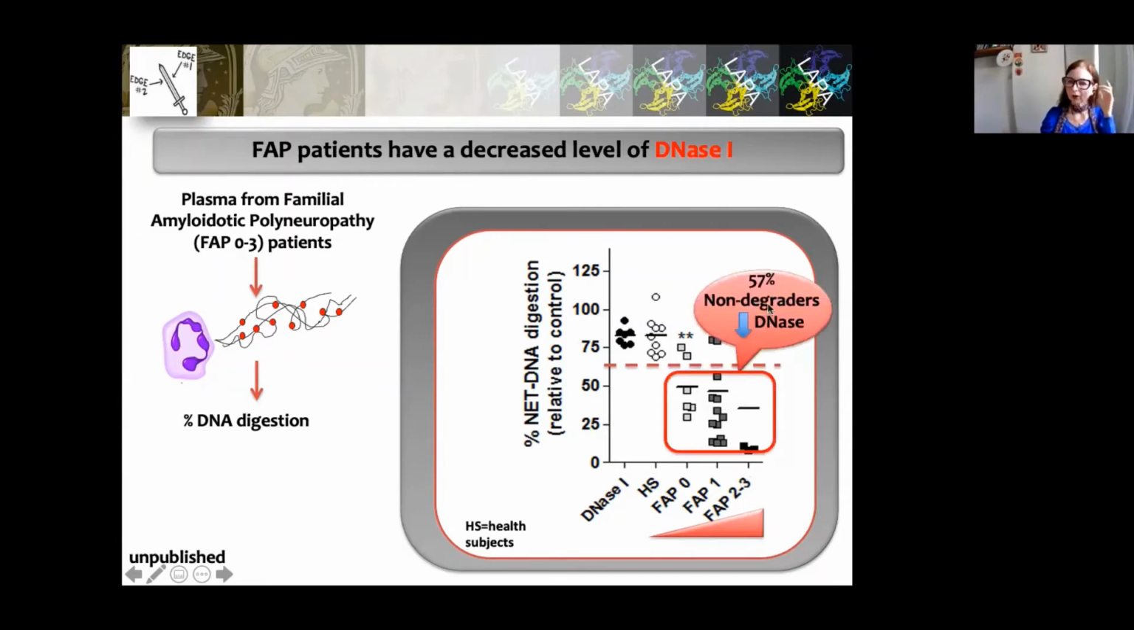We have around 60% of non-degraders. And we envision that in this case, these patients that have a deficiency in resolving net have a persistence of this structure that keeps digesting the amyloid fibrils and keeps releasing this toxic component.